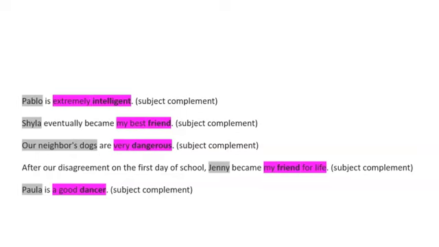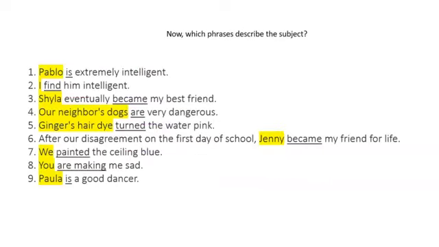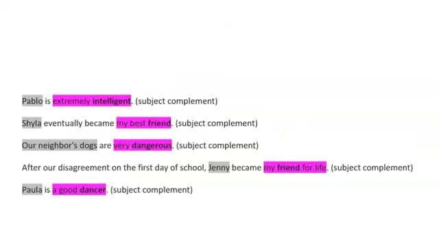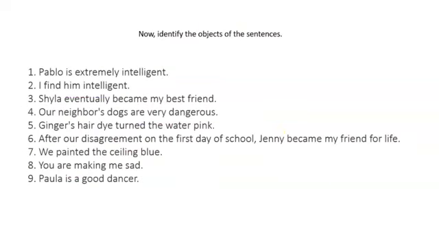Now, you might be wondering, wait, what about number 5? Isn't there a subject complement? Isn't pink, for example, a subject complement? No, it is not. Why not? Well, let's find out. Move to the next level, and this is where it all comes together. We need to identify if there are objects of these sentences.